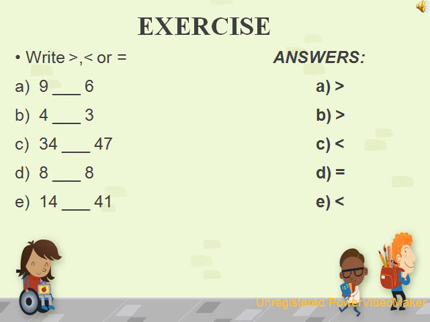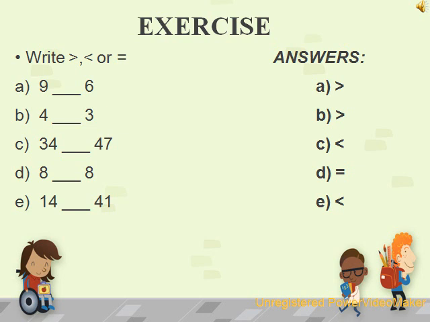B part, 4 dash 3. Which number is greater? Yes, 4. Again mouth will open on left hand side. C part, 34 dash 47. Which number is greater? Yes, 47. So the sign will open on the right side, that is towards 47.